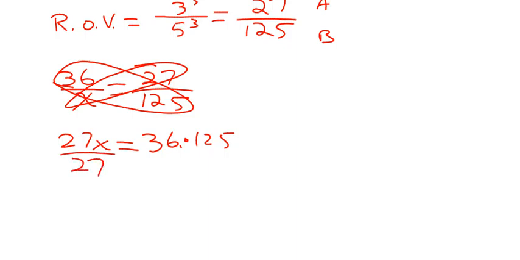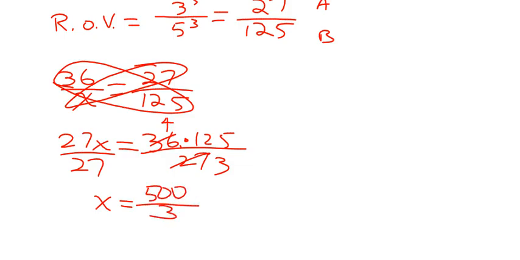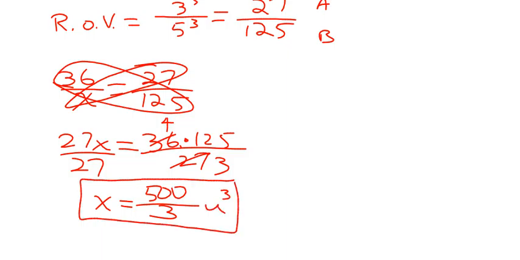Dividing both sides by 27, I get x equals, well, wait a minute, I know both of these have a 9 in them. I can divide 27 by 9 and get a 3. I can divide 36 by 9 and get a 4. So I get x equals 4 times 125, that's 500 over 3. So the missing volume must be 500 over 3 cubic units. Does that make sense how I got this? All right?